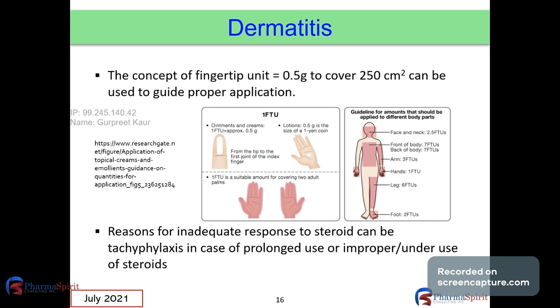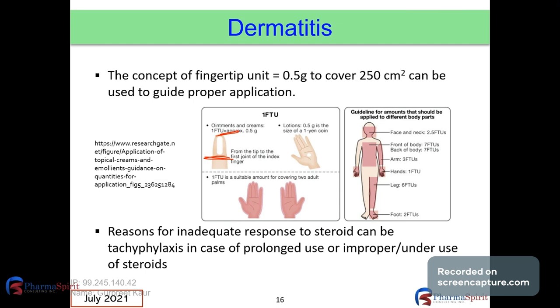So the fingertip unit is the amount of the topical steroid, or the topical preparation, that is squeezed out from the standard tube size. To be standard, the tube must have a 5 millimeter nozzle, like the tip of the tube must be of the size of 5 millimeter. So the fingertip unit is the amount of the topical preparation squeezed out from a standard tube along the fingertip, from the very tip of the finger to the first joint or the first crease in the index finger. So we use the index finger to measure the fingertip unit.